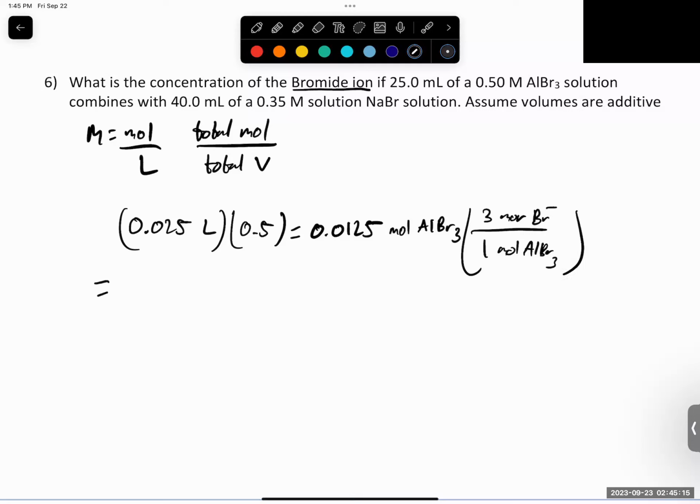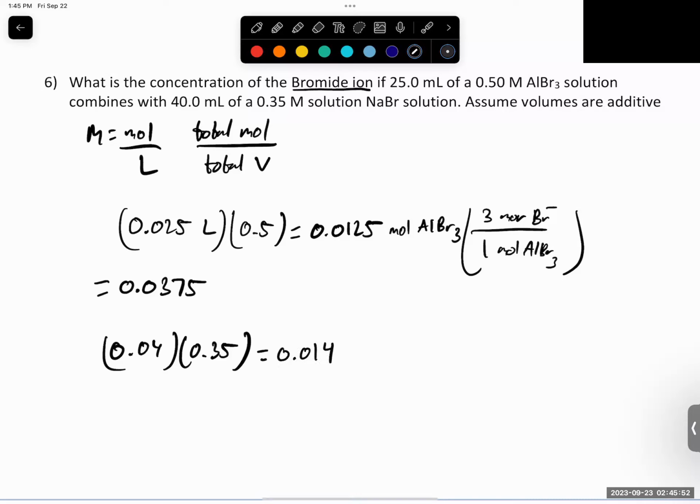What is that gonna be equal to? 0.0375. That's about right. 0.0375, that's the moles for one thing. All right. How do we get the moles of the NaBr? So yeah, we're gonna do the 0.04 times 0.35. What do y'all get from that? 0.014. Perfect. Don't need to do anything else with it.